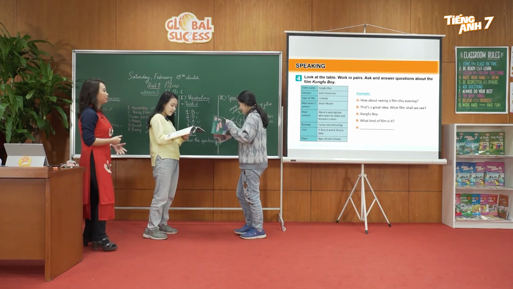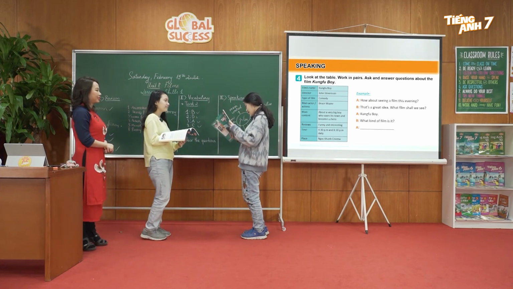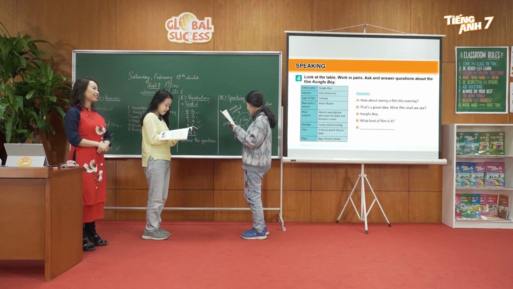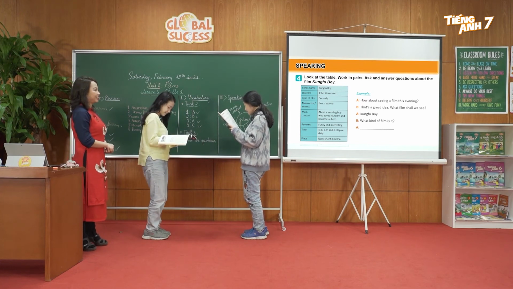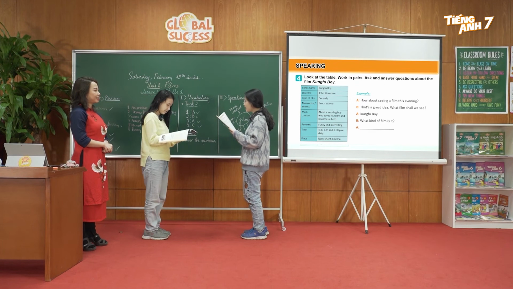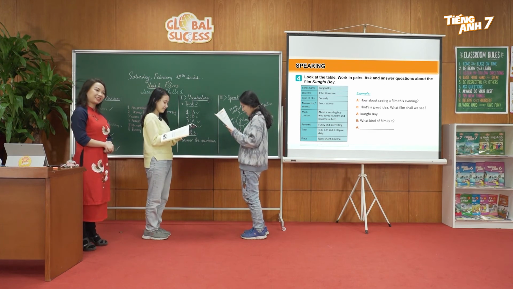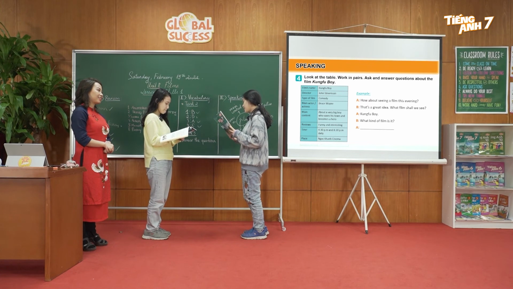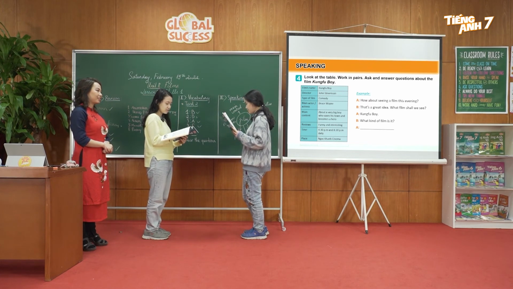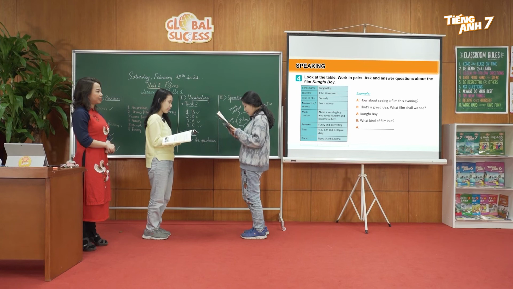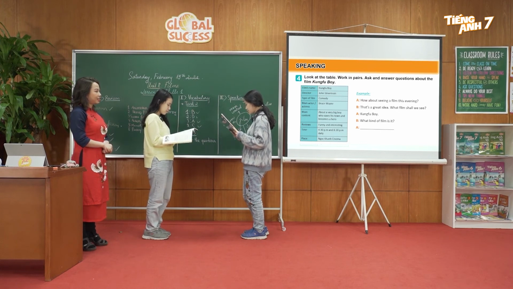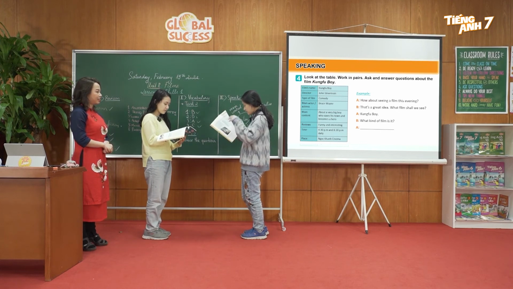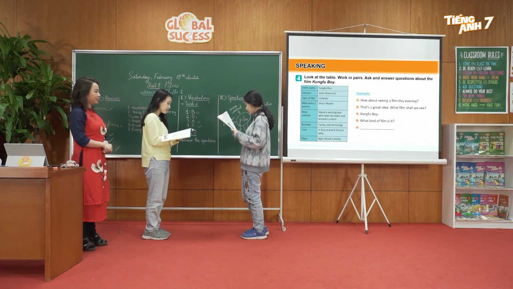You can ask: How about seeing a film this evening? That's a great idea. What film shall we see? Kung Fu Boy. What kind of film is it? Comedy. Who is the director? It's John Stevenson. What is the film about? The film's about a very big boy who saves his town and becomes a hero. Who is the main actor or actress? It's Bruce Wayne.